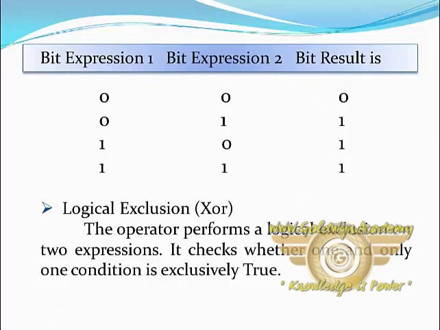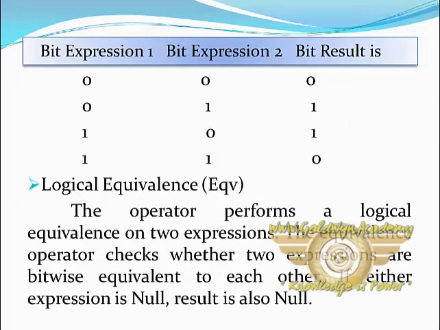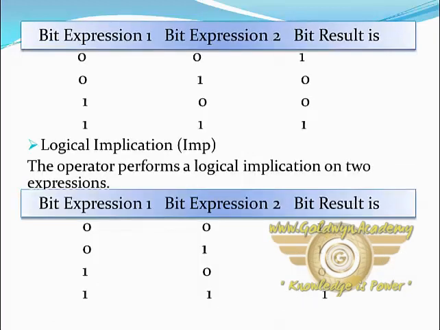It checks whether one and only one condition is exclusively true. Here, if the value of only one expression is true, then the result is true, otherwise false. Logical equivalence. The operator performs a logical equivalence on two expressions. The equivalence operator checks whether two expressions are bitwise equivalent to each other. If either expression is null, the result is null. It is the opposite of logical exclusion. Here, if the value of both expressions is true, then the result is true, otherwise false.